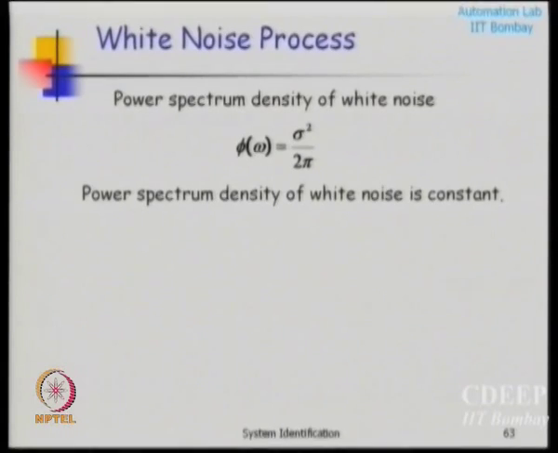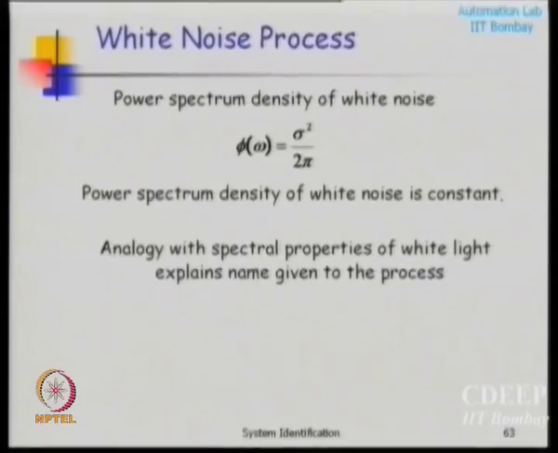So let's look at the white noise spectrum. What will be the white noise spectrum? What is the autocorrelation function of white noise? It is sigma square at lag 0, and it is 0 at all other lags. So the power spectrum of white noise turns out to be just sigma square by 2 pi. Because it is non-zero only at lag 0, when you sum from minus infinity to infinity you get only this particular term. So the power spectrum of white noise is constant.